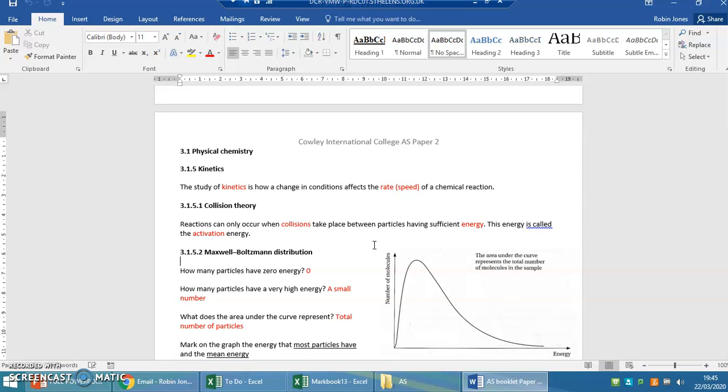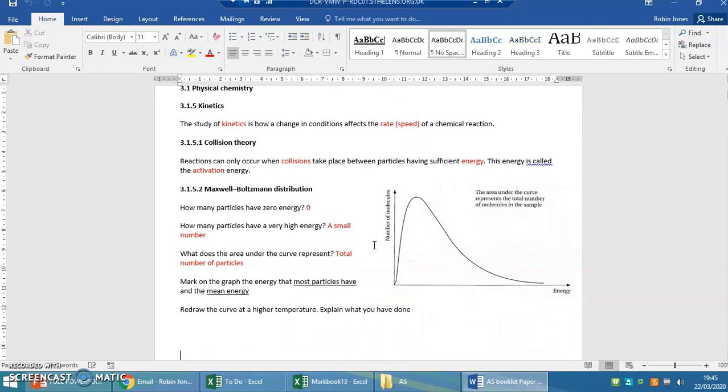Maxwell-Boltzmann distribution. These were two chemists that drew a graph that looks like this. Up the y-axis, number of molecules, and along the bottom, the x-axis, is the energy. So if you look at this curve, if I took a sample of gas, then a sample of gas has a distribution curve like this. Let's have a look what it tells you.